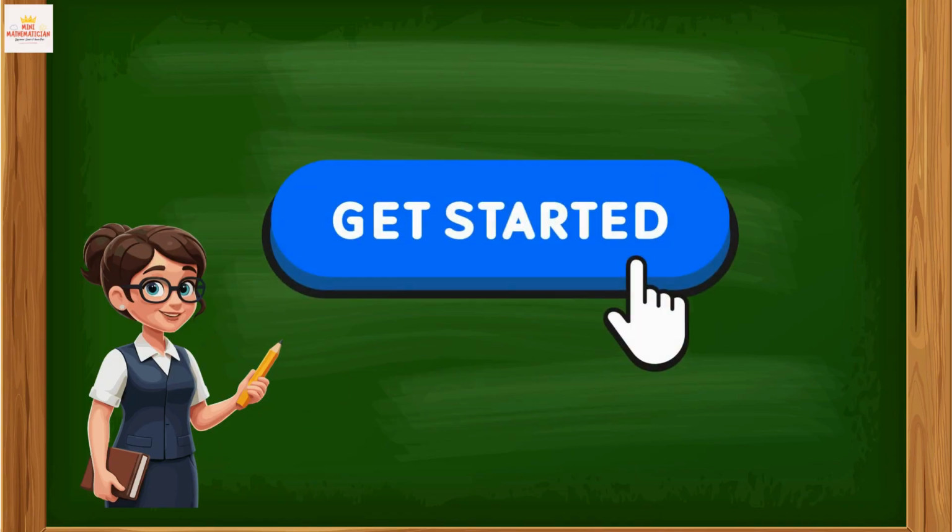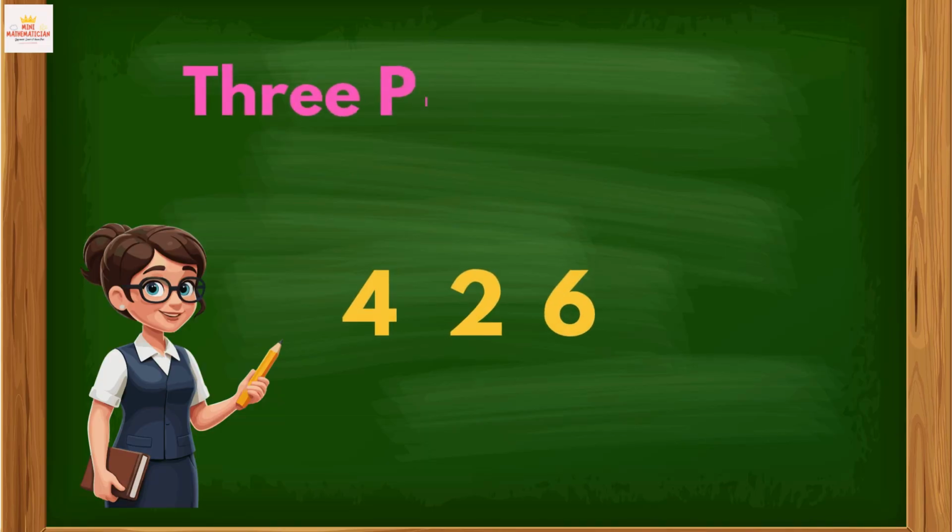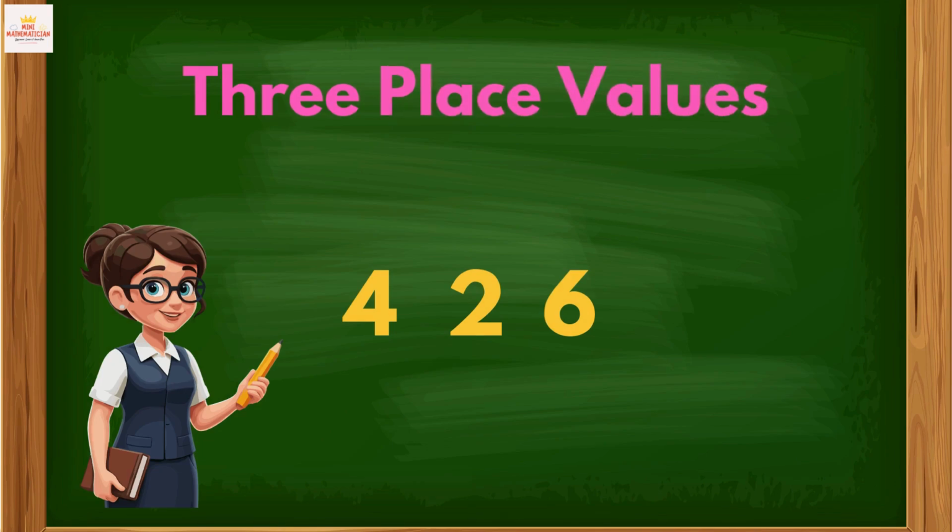Let's get started. When we talk about a 3-digit number, it means 3 place values are involved: hundreds, tens and ones.